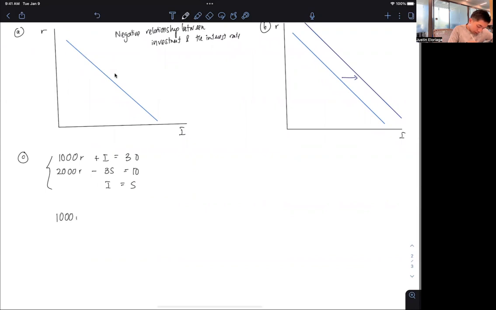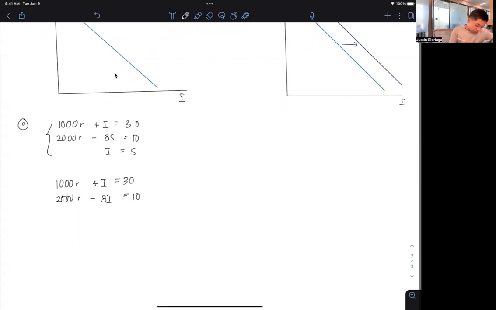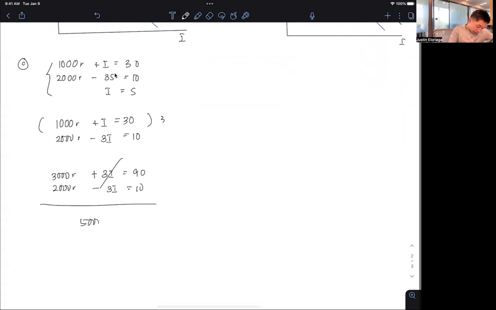So we have 1000R plus I equals 30. And then 2000R minus 3I, because S equals I, equals 10. Then we can do some manipulation. We can multiply the first by 3. So we get 3000R plus 3I equals 90. And then you have 2000R minus 3I equals 10. Then that cancels out, and you're left with 5000R equals 100. Then you divide both sides by 5000, and you get that R equals 0.02, right?